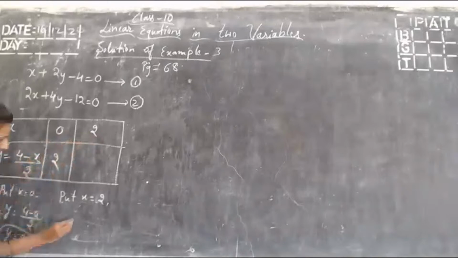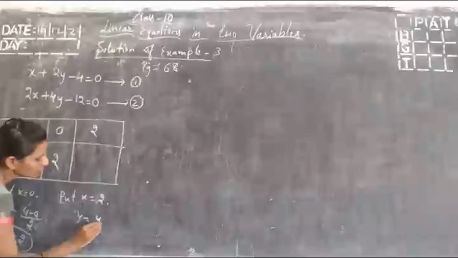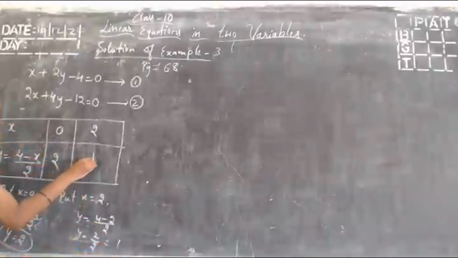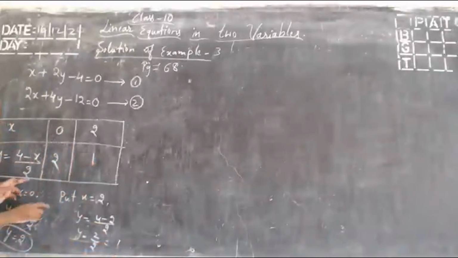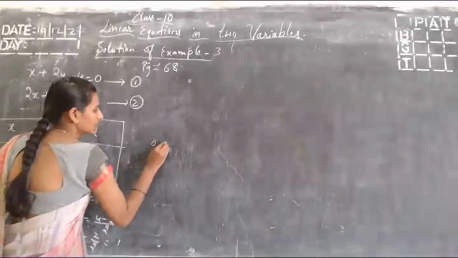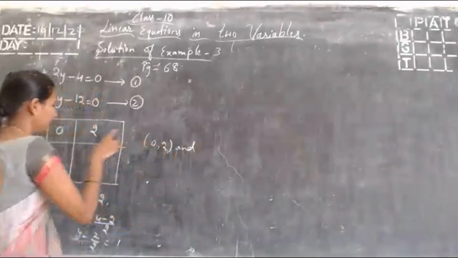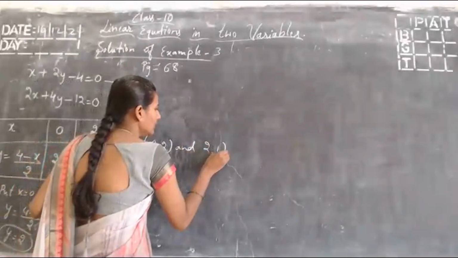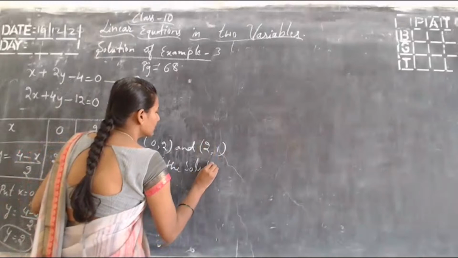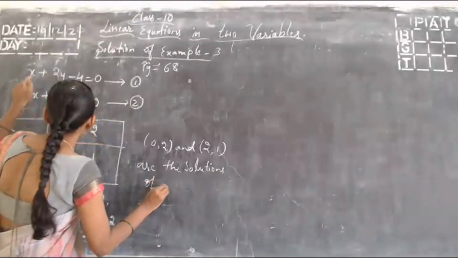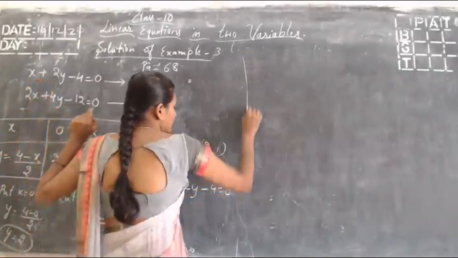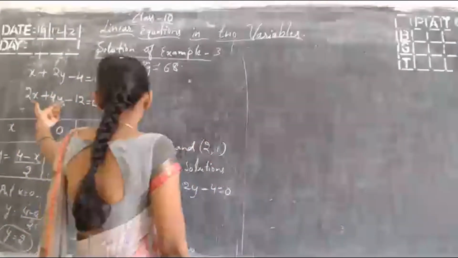4 minus 2: y is equal to (4 minus 2) divided by 2. y is equal to 2 by 2. Therefore, what is the value of y? 1. What are the solutions? Always you have to write (0, 2) and (2, 1). (2, 1) are the solutions of which equation? x plus 2y minus 4 is equal to 0. Which is very easy.